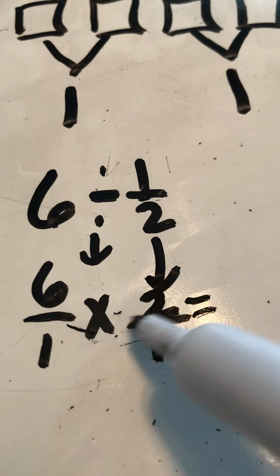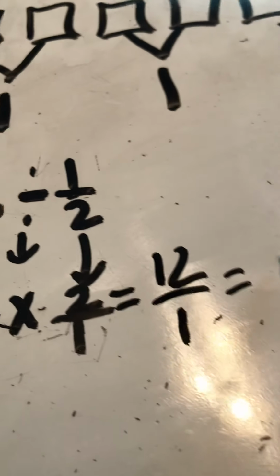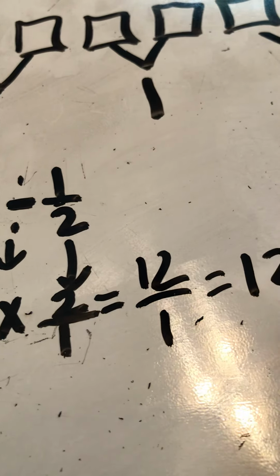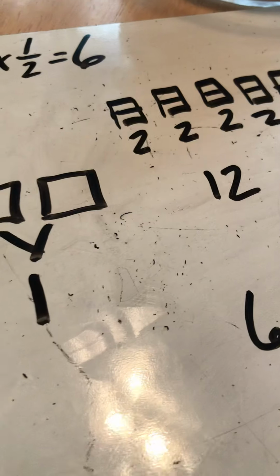So now we can do 6 times 2 is 12. 1 times 1 is 1. 1 goes into 12, 12 times. So this matches our answer over here that we drew out.